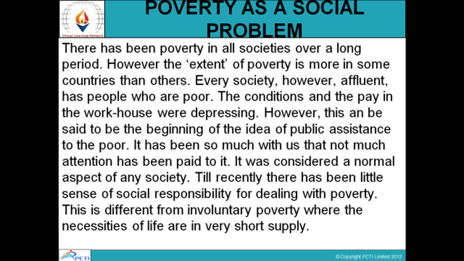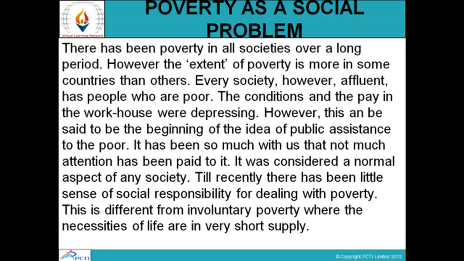There has been poverty in all societies over a long period. However, the extent of poverty is more in some countries than in others. Even affluent societies have people who are poor. The conditions in the poorhouse were depressing. However, this can be said to be the beginning of the idea of public assistance to the poor. It has been so much with us that not much attention has been paid to it, and it was considered a normal aspect of any society.